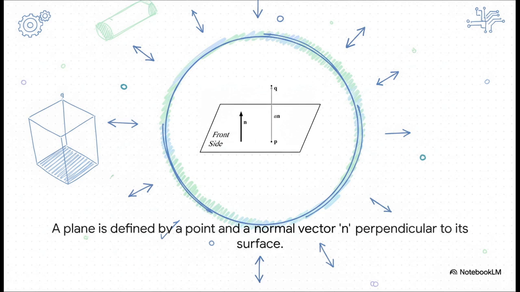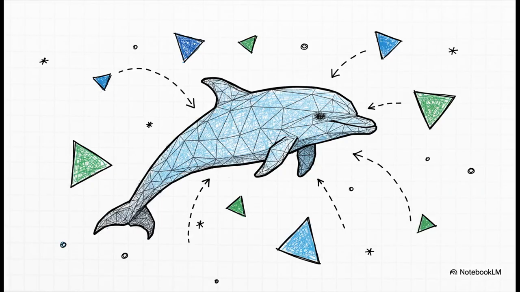And it's so important because it tells us which way the plane is facing. And that brings us right back to the star of the show, the triangle. Spheres and planes are great, but pretty much every complex object you see, from a character in a game to that dolphin we saw earlier, is built from a mesh of triangles. They are the universal language of 3D modeling.